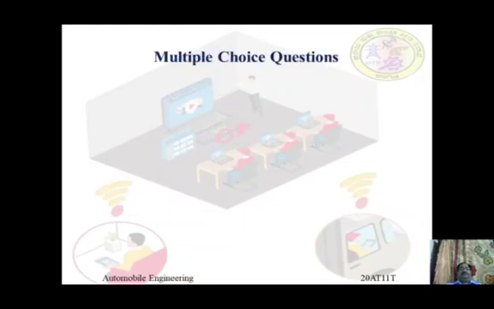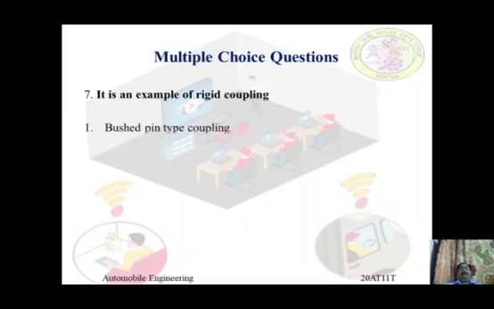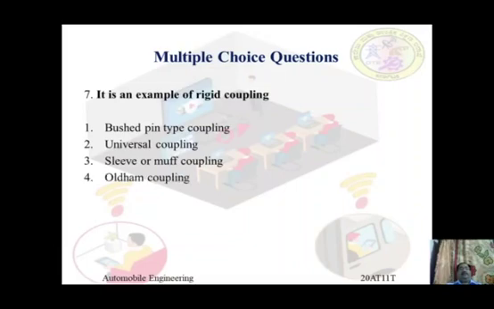Seventh MCQ, it is an example of rigid coupling. Options are number 1, bushed pin type coupling, number 2, universal coupling, number 3, sleeve or muff coupling, and fourth is the Oldham coupling.